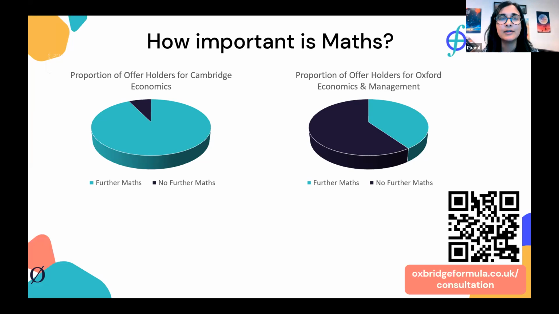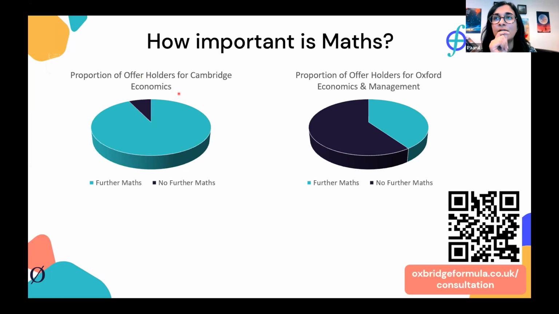Okay, fantastic. So how important is maths? Now, we said the application process has become a lot more mathematical. Let's just justify that and see what the motivation for that is. How important is maths? So these are offer holders. The first pie chart there is offer holders for Cambridge Economics.